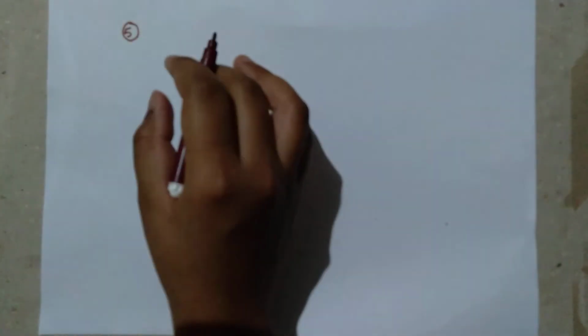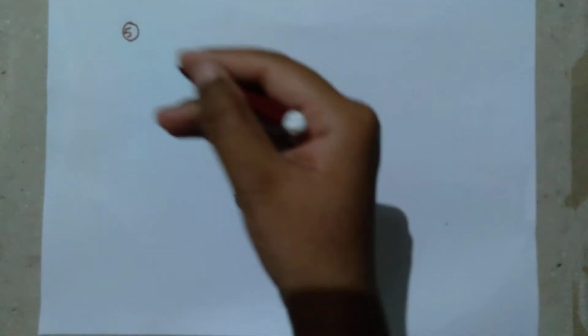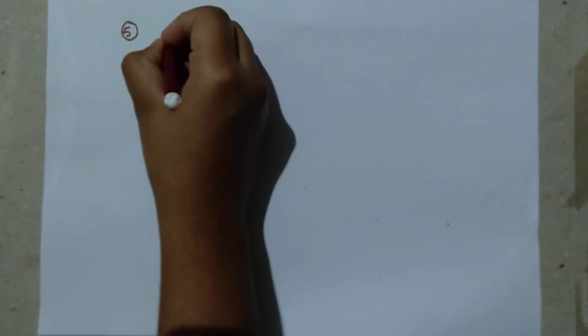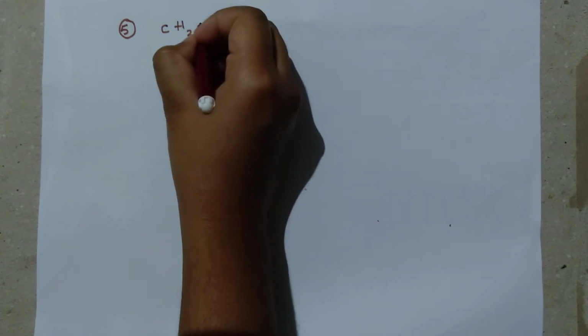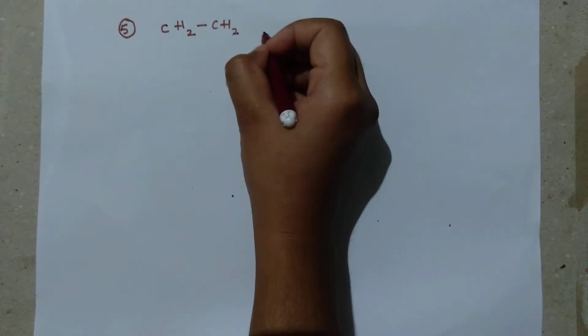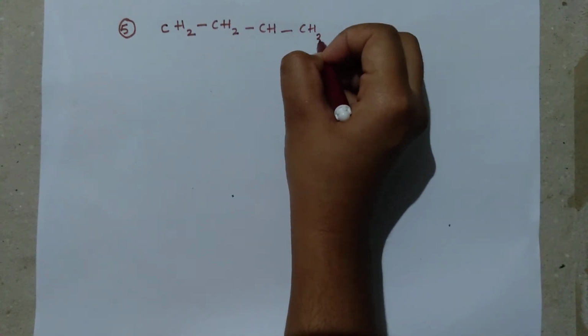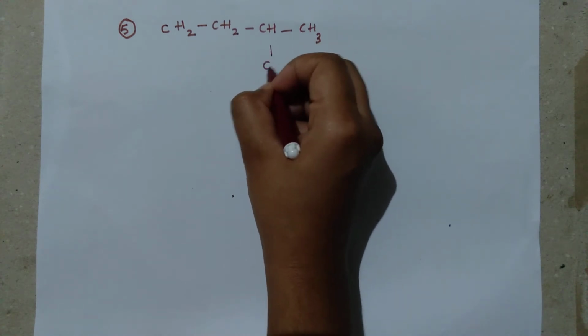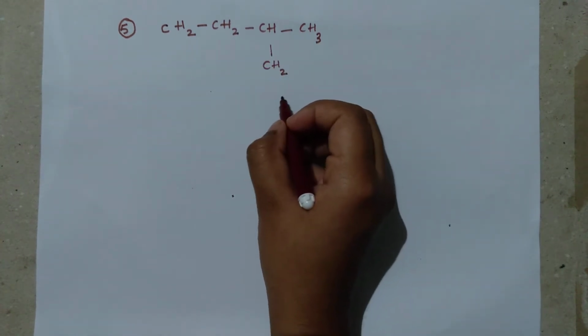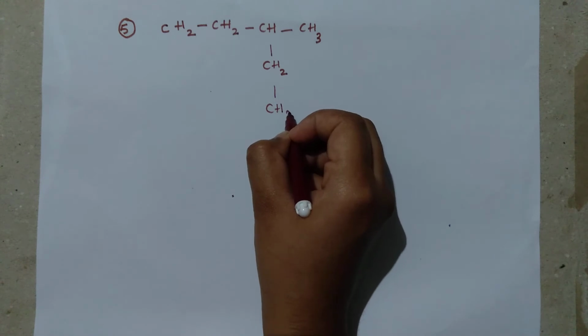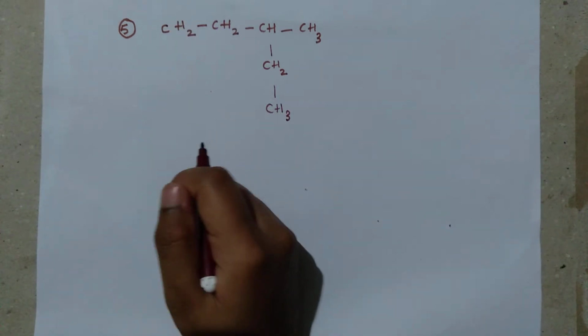So next, coming to another example. Number 5. Are you ready? Okay. Now the compound is very hard to answer, but let us try how to answer it. The compound is CH2, single bond CH2, single bond CH, single bond CH3, single bond CH2 and single bond CH3. So how to write it?